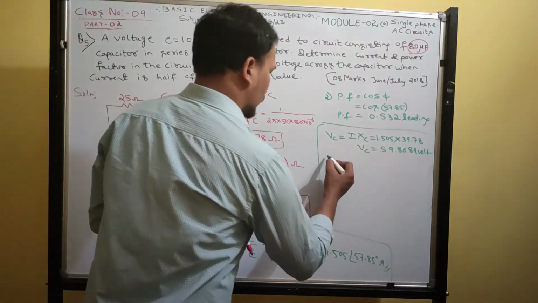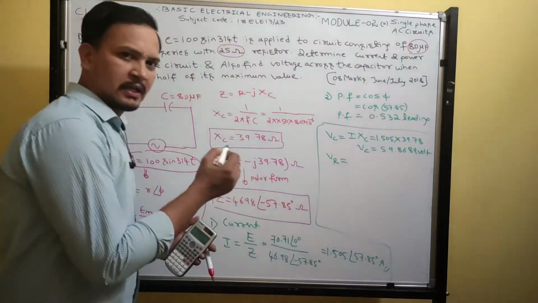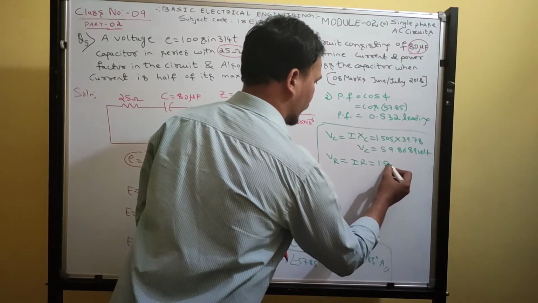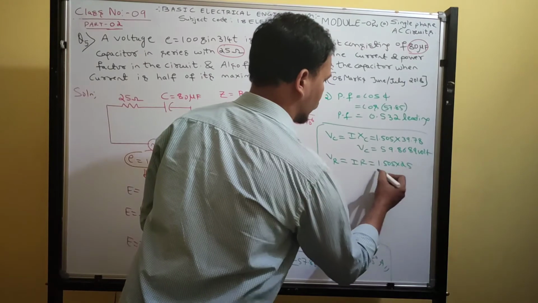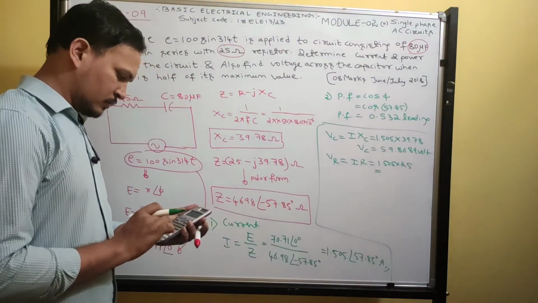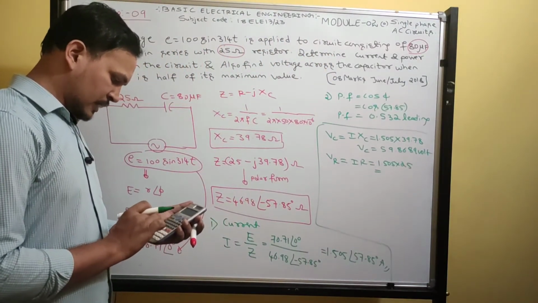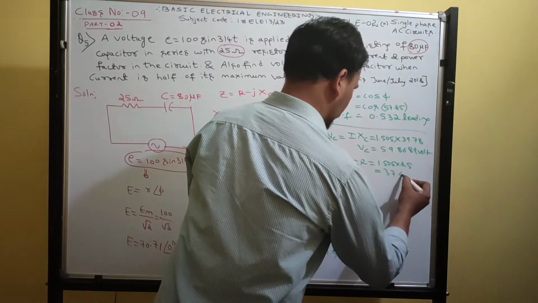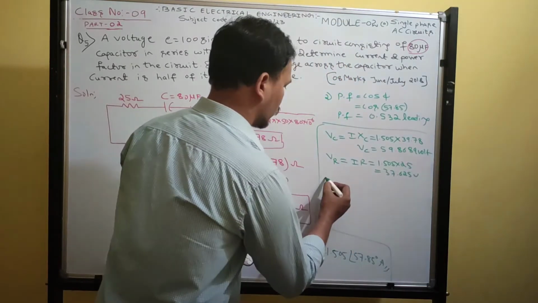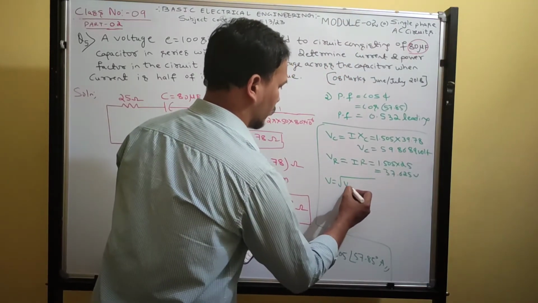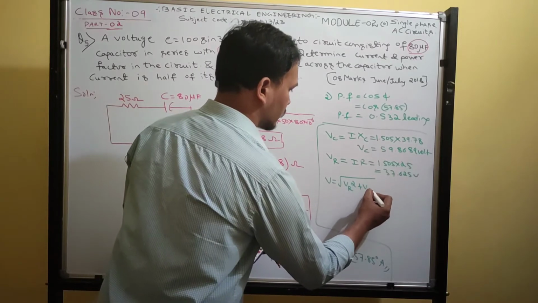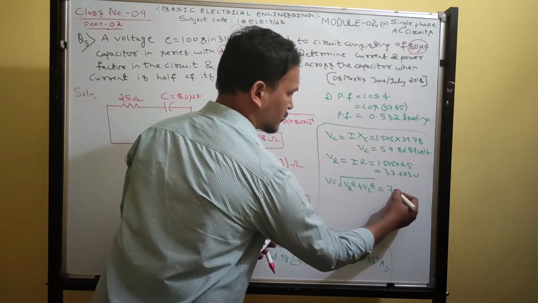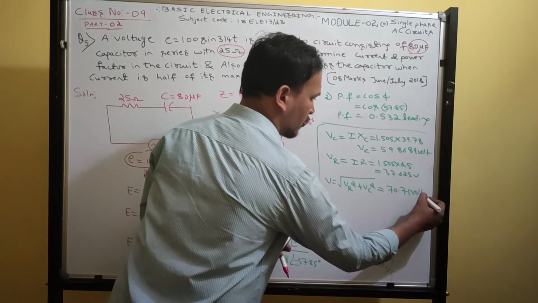Now find the voltage across the resistor. They didn't ask, but you find it. I into R, so 1.505 into 25. What is the resistance value? 25. So what answer do you get? 37.625 volts. Now do the verification. V is equal to the square root of VR square plus VC square. You take this voltage square and this voltage square, and you will get the answer 70.71 volt.